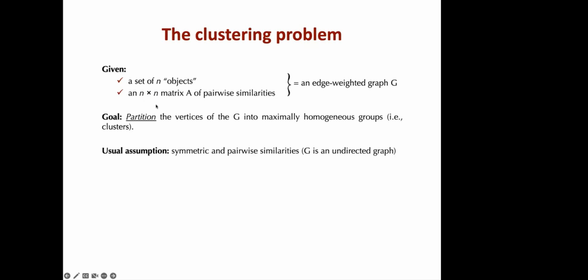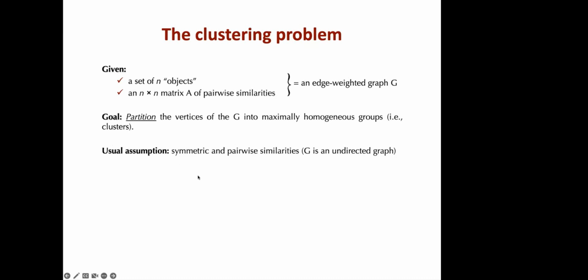So the goal is to partition the vertices of the graph G into maximally homogeneous groups. In other words, these maximally homogeneous groups are called the clusters. We are going to see what exactly this means, but for the moment, let's assume that a cluster is basically a subset of objects that are very similar to each other on the one hand, and on the other hand, they are dissimilar to the objects outside. That's the basic idea behind the cluster, and we're going to formalize this later.